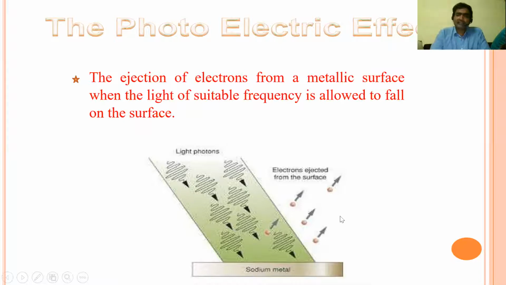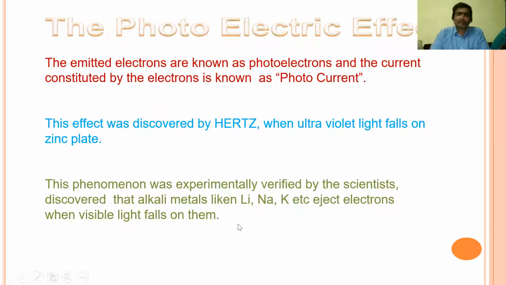If these electrons are collected and passed through a wire, then it constitutes some current. That current is called photocurrent. This effect was discovered by Hertz when ultraviolet light fell on a zinc plate. This was the first discovery. This phenomenon was experimentally verified by scientists. They discovered that alkali metals like lithium, sodium, potassium eject electrons when visible light falls on them.